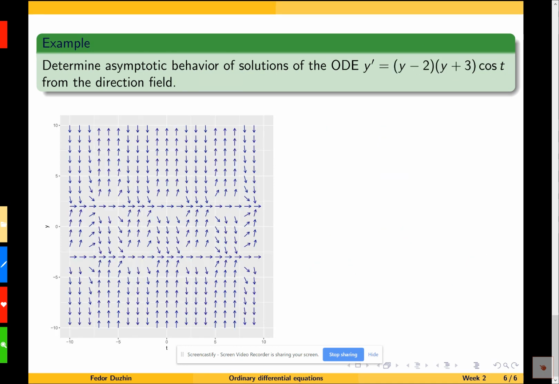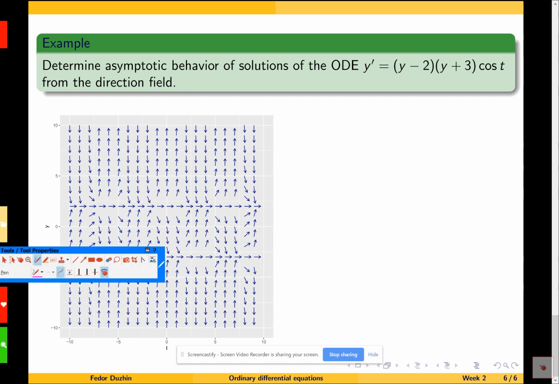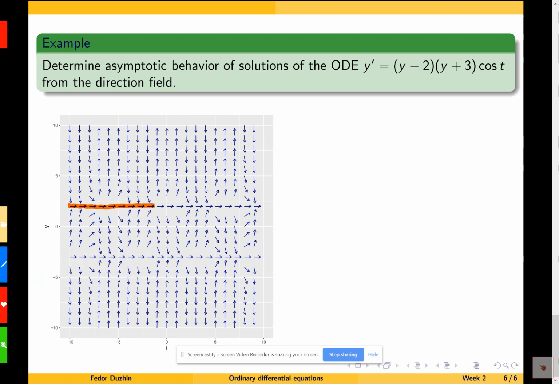Okay, and finally, one more example. Determine asymptotic behavior of solutions of the ODE y prime equals (y minus 2) times (y plus 3) times cosine t. So notice that here y equals 2 is an equilibrium solution. Y equals negative 3 is an equilibrium solution. But do other solutions approach either of these two?